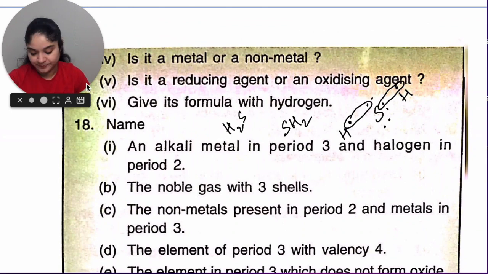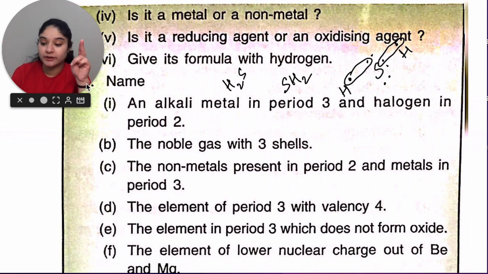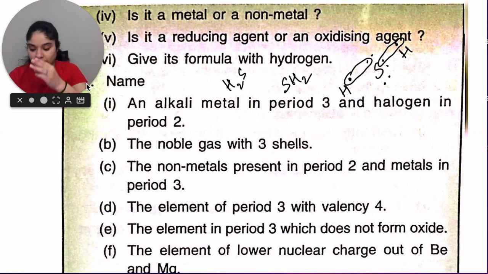Now the next is, name an alkali metal in group 3 and a halogen in period 2. When we talk about alkali metals, the answer for the third group will be sodium. When we talk about halogens, they are fluorine, chlorine, bromine, iodine. So that's how you go. So the answer will be fluorine.